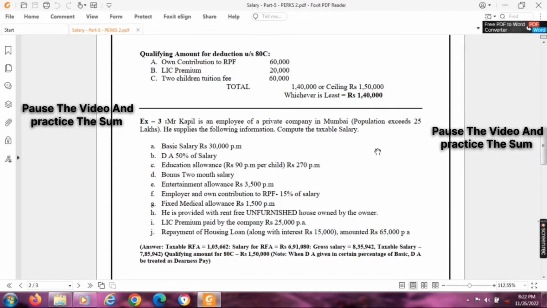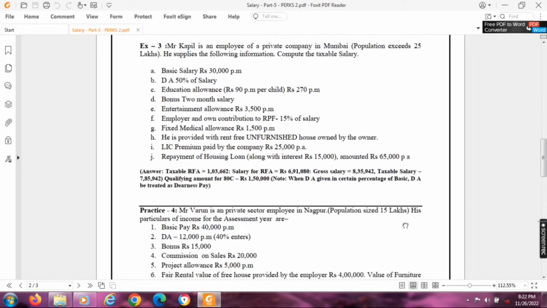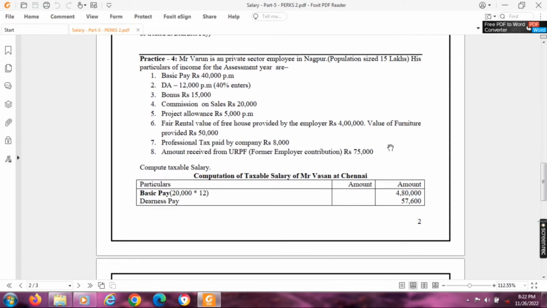Now let me see practice 4. Mr. Varun is a private sector employee in Nagpur. The size of the population is 15 lakhs. It is a second category city. While studying the problem, we have to keep in mind the place of employment and the population size of the place.